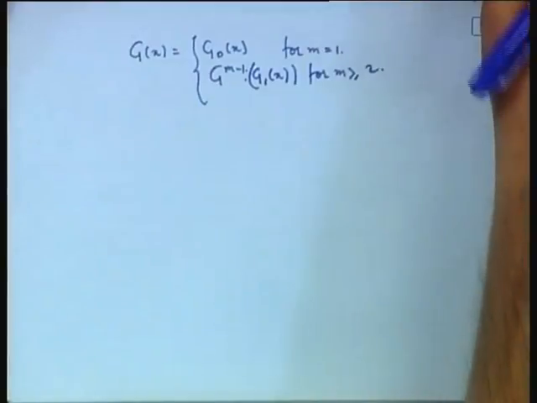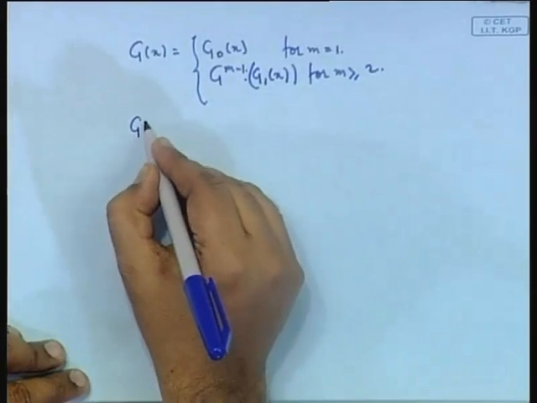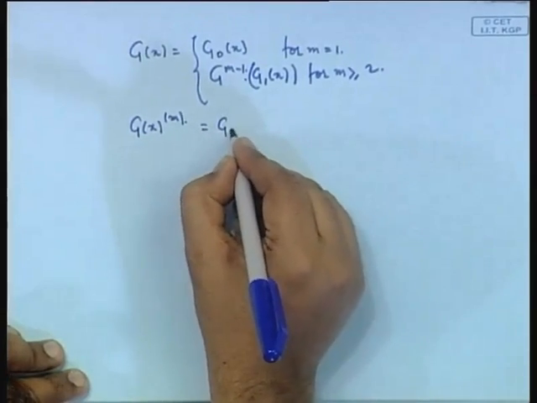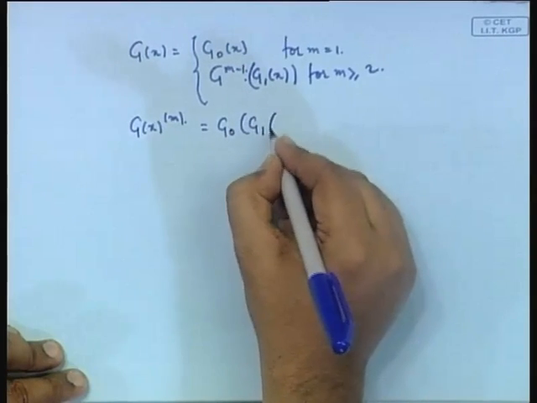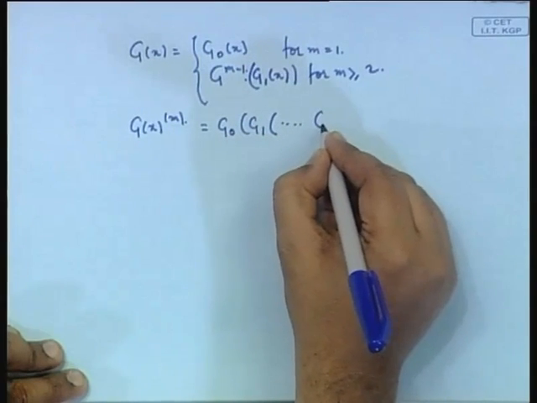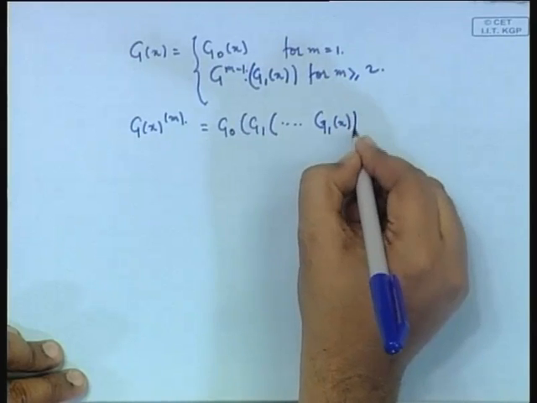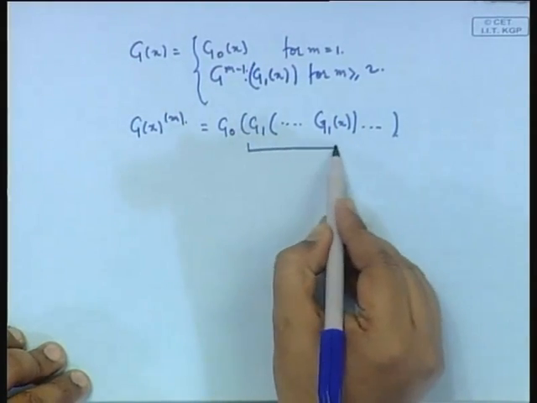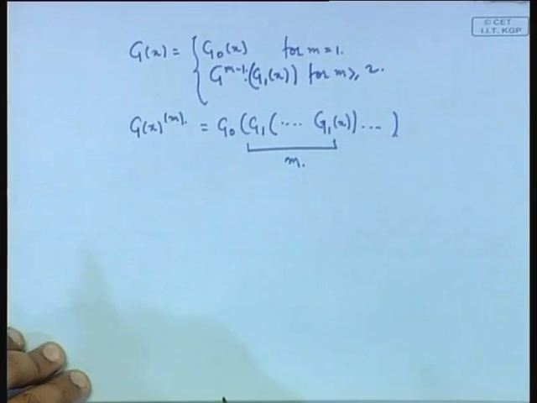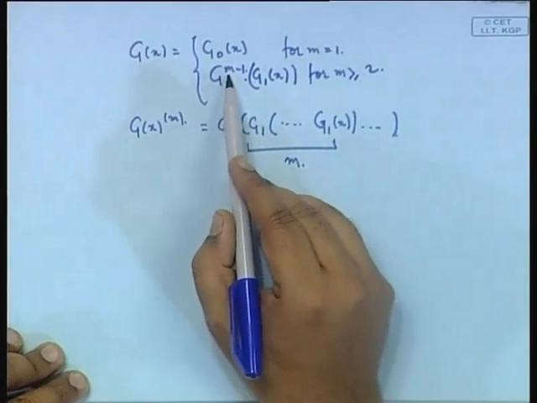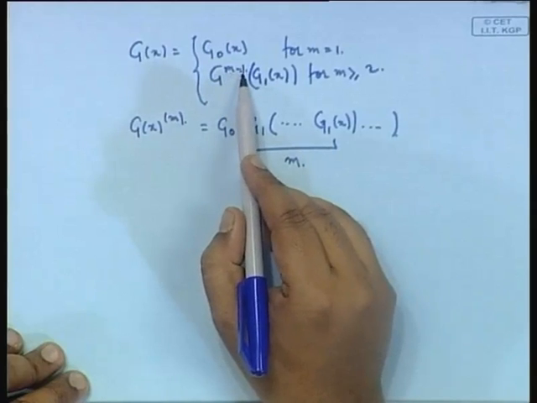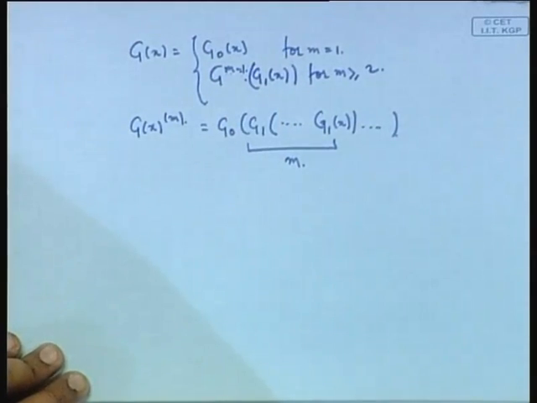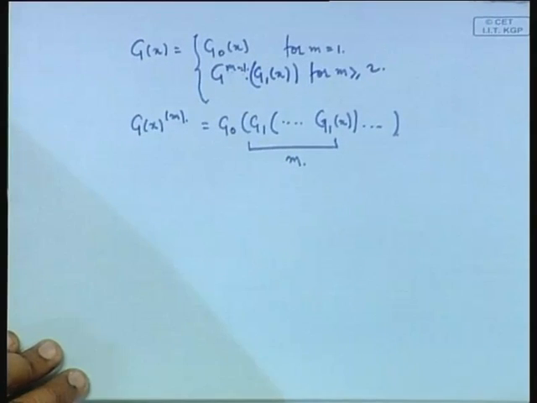See, what was Gm x? It is G0, G1, G1 x. So basically, how many times has G1 come? M times. I am telling you Gm minus 1 is where G1 has come m minus 1 times, and you are adding just 1 x.